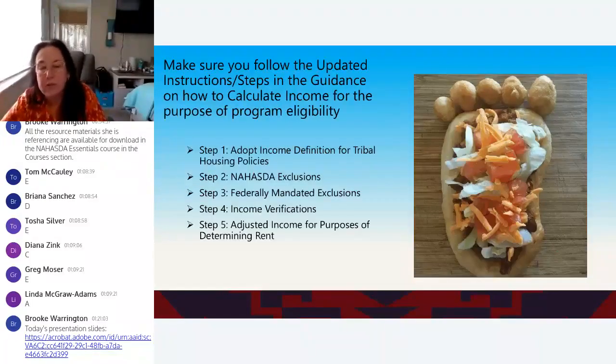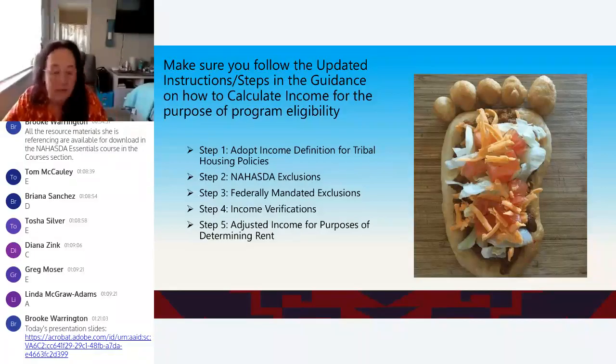You adopt income definitions for tribal housing policies. You make sure you take out all of the NAHASDA exclusions, all the federally mandated exclusions. You collect your income verifications, and you figure out what their adjusted income is for purposes of determining rent. And I'm running behind, guys, so I apologize.